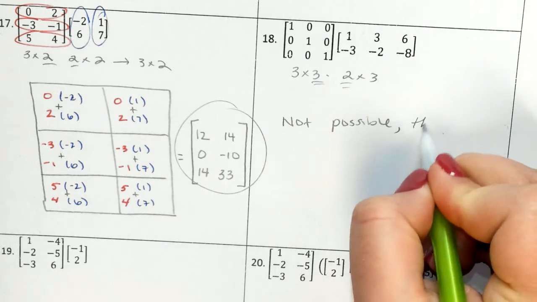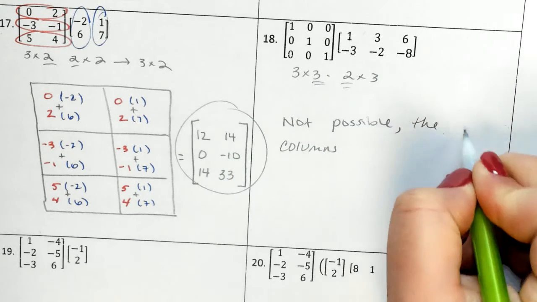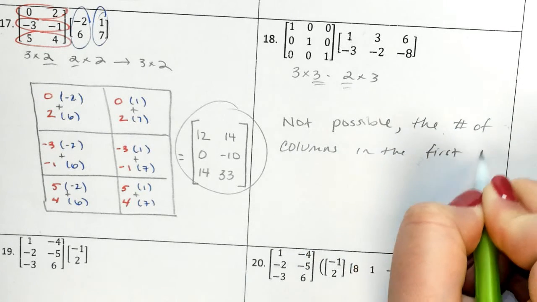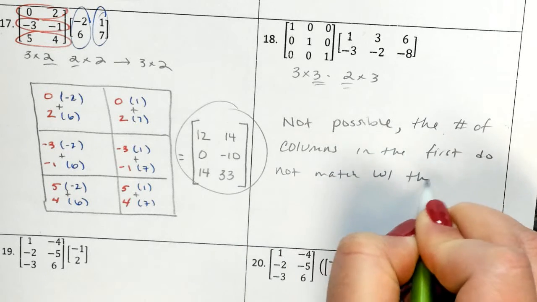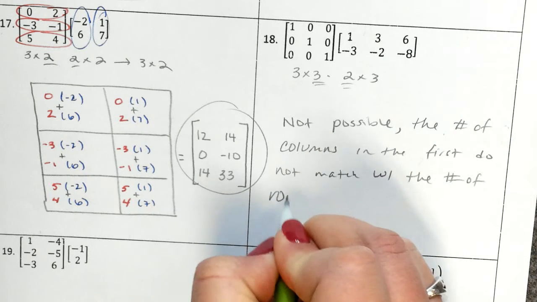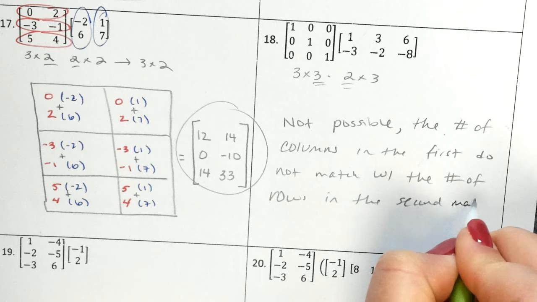So I need to say this is rows, columns. The columns, or number of columns, in the first do not match with the number of rows in the second matrix.